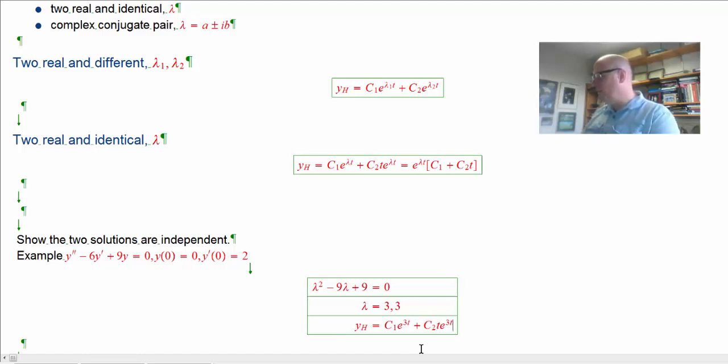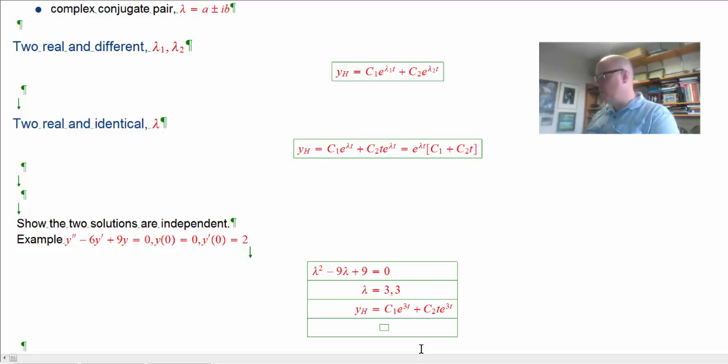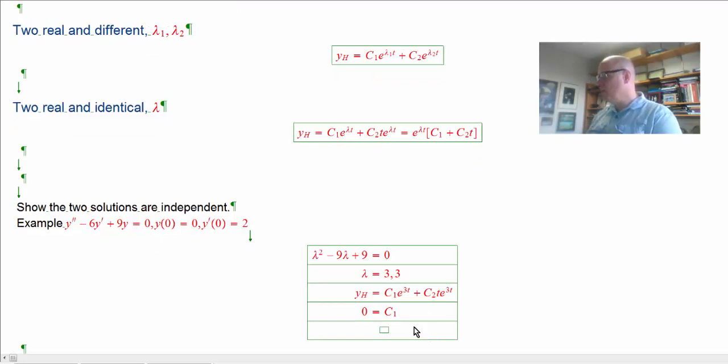How do I get the constants? Initial conditions. So the first initial condition is y naught is equal to 0. So when I make t equal to 0, I get out 0. So that tells me that when I make t equal to 0, this piece is equal to 0, e to the 3t is 1. So that means that c1 is equal to 0.